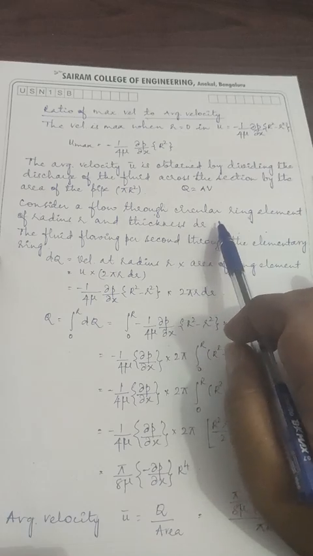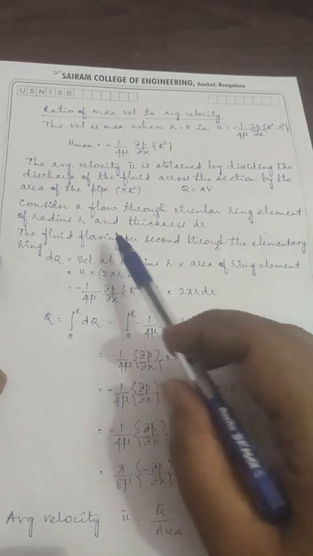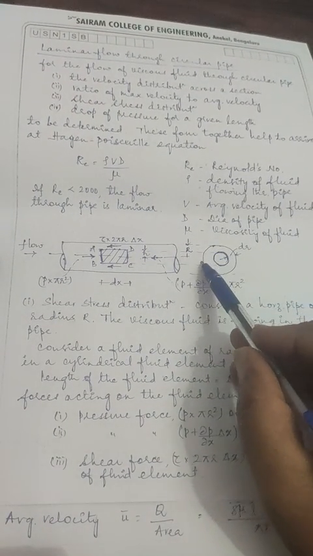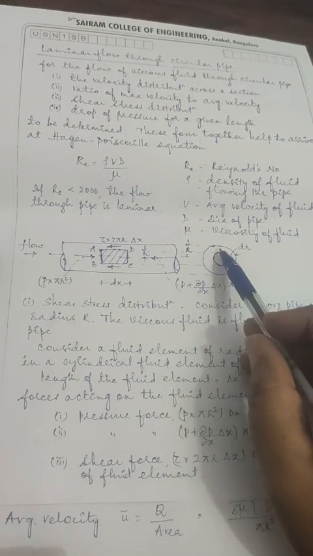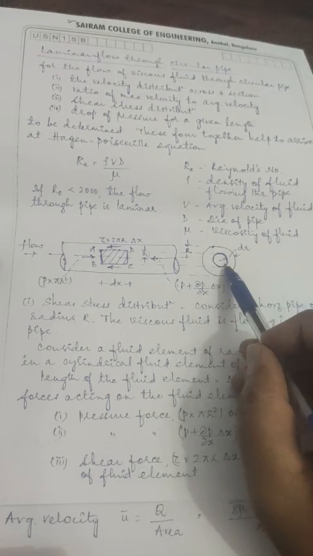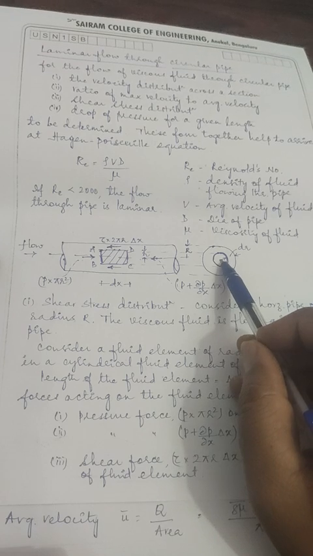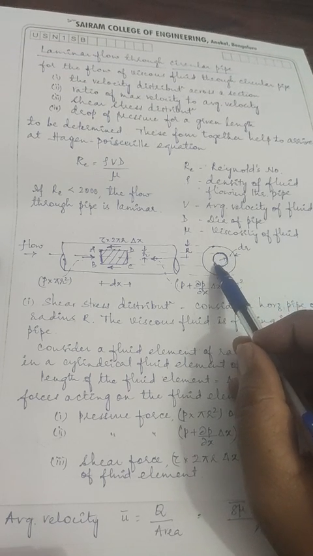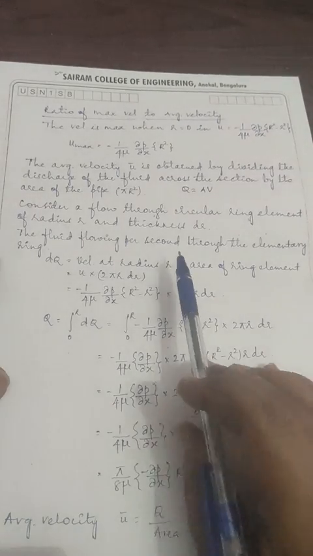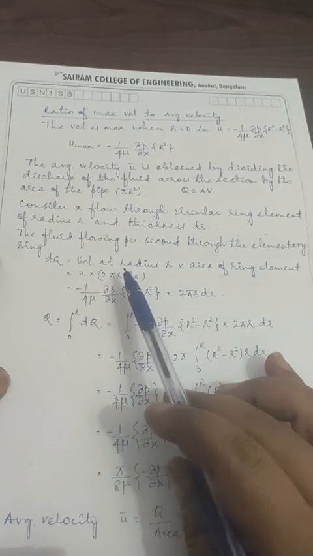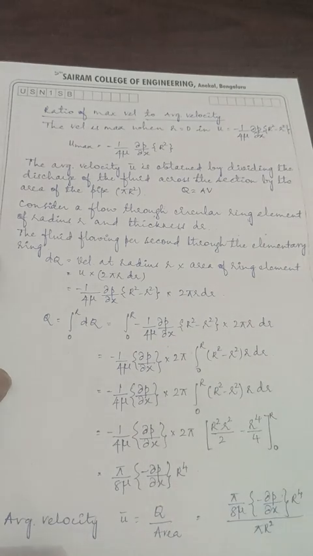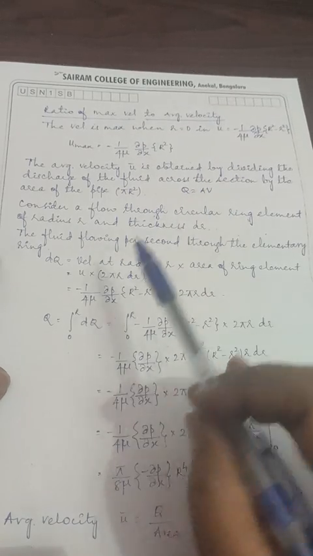Now consider a flow through a circular ring element of radius small r and thickness dr, which we have shown here. This is the pipe of radius capital R. In that pipe, I am taking a small elementary ring of radius small r and thickness dr. Now I am considering the flow through this elementary ring. The fluid flowing per second through this elementary ring, dq, is equal to the velocity at radius small r into the area of the ring element, taking the equation Q is equal to AV.